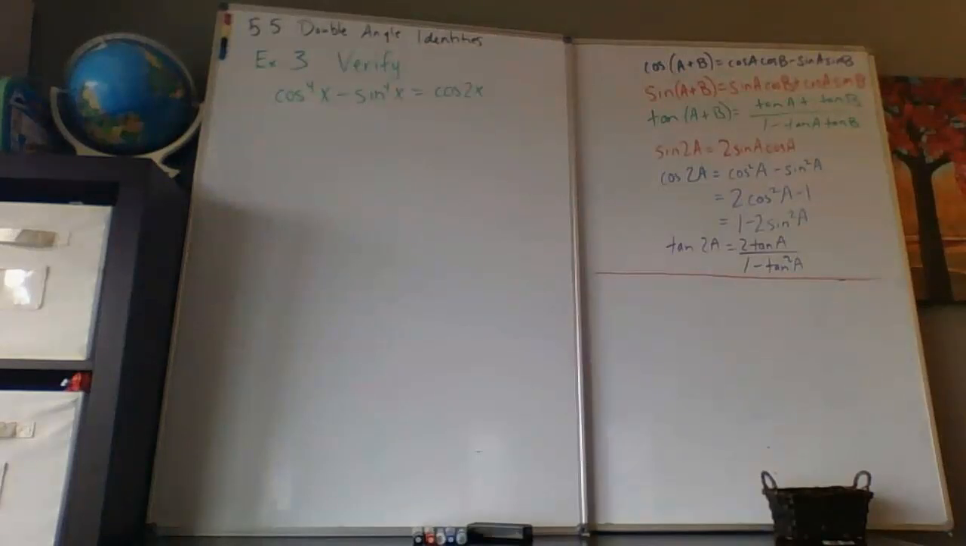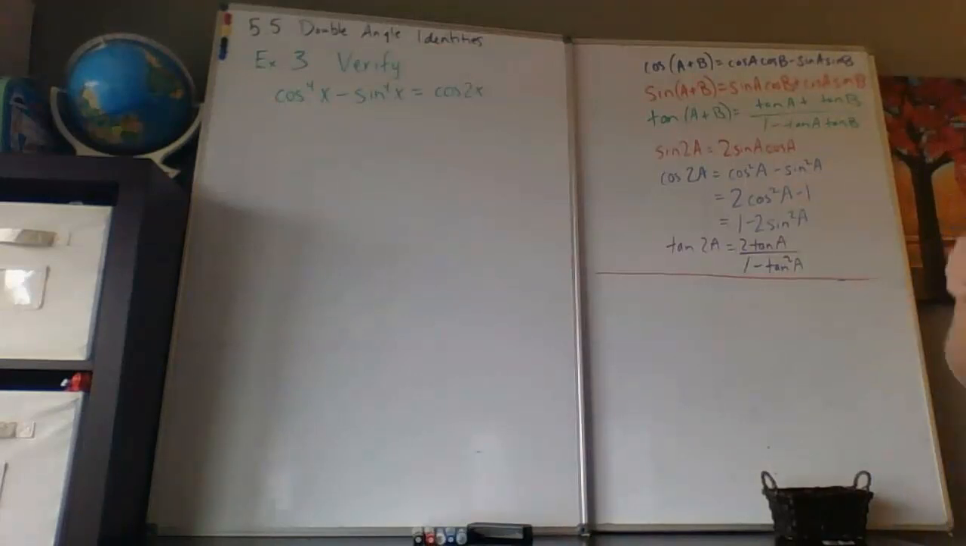Welcome to 5.5 double angle identities. We will look at example 3 today where we need to verify the identity: cosine x to the fourth minus sine x to the fourth equals cosine of 2x.